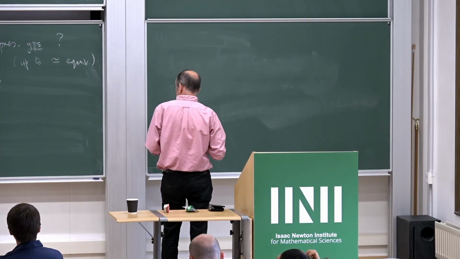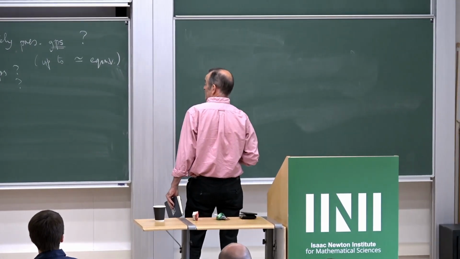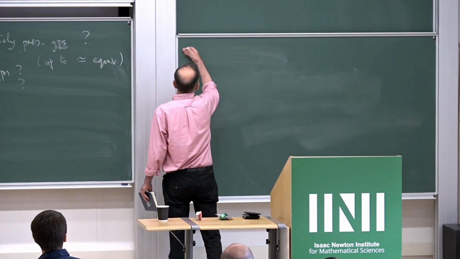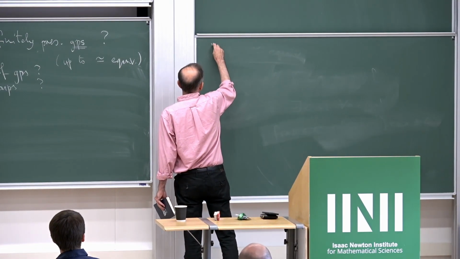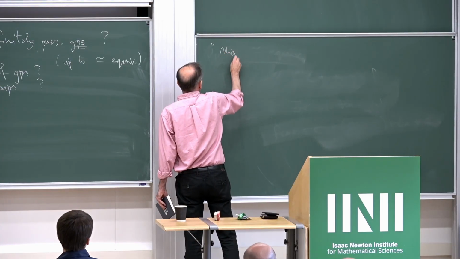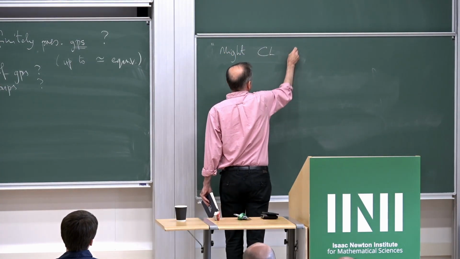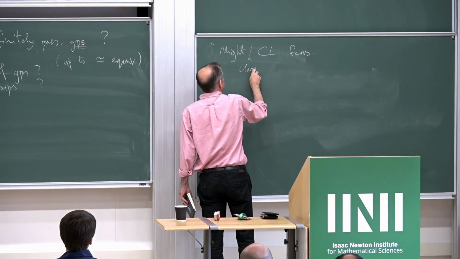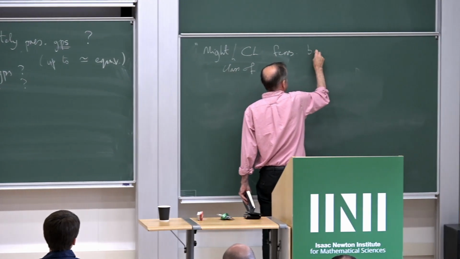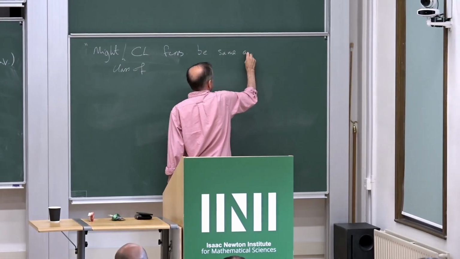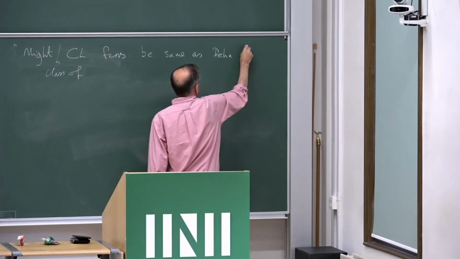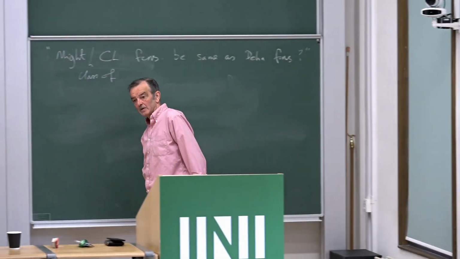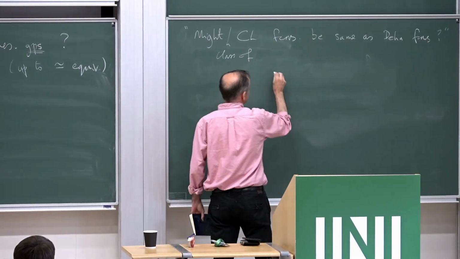But before I start listing things like that, let's have a thought. Might the class of conjugacy length functions be the same as Dehn functions? Quite possibly. They might be all reasonably computable functions.